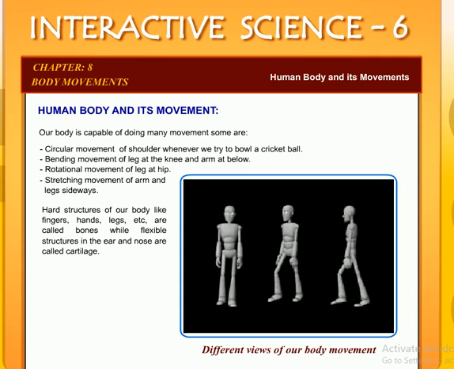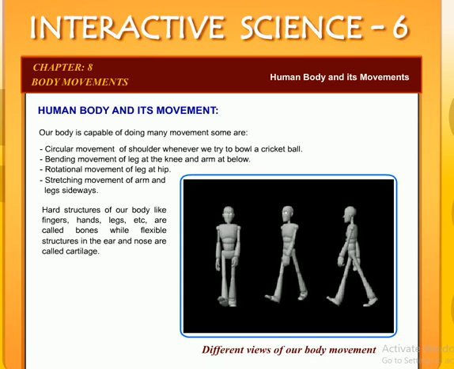arm and leg sideways. Hard structures of our body like fingers, hands, legs, etc. are called bones, while flexible structures in the ear and nose are called cartilage.